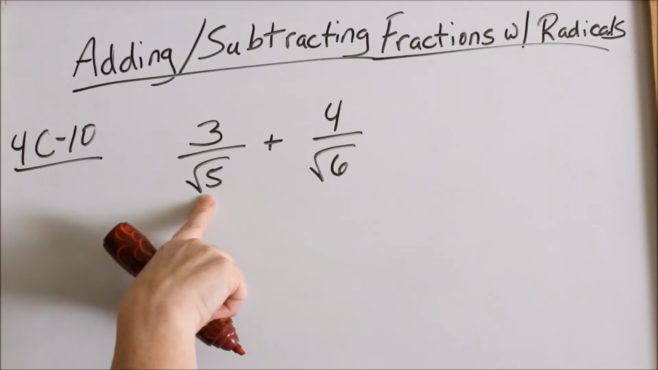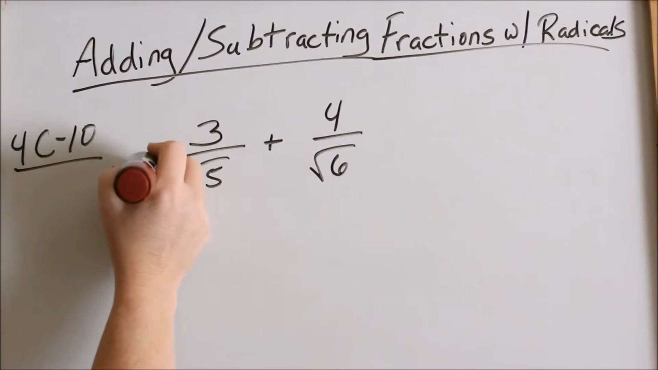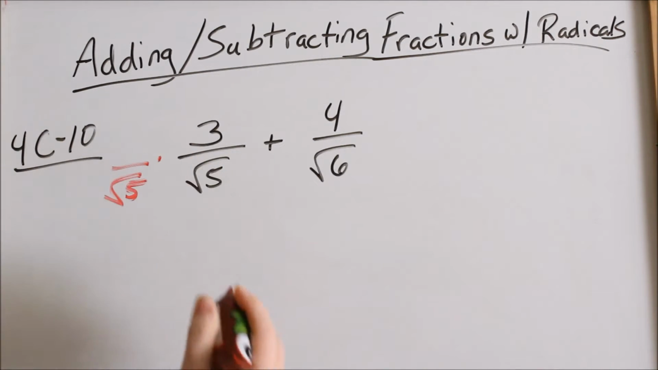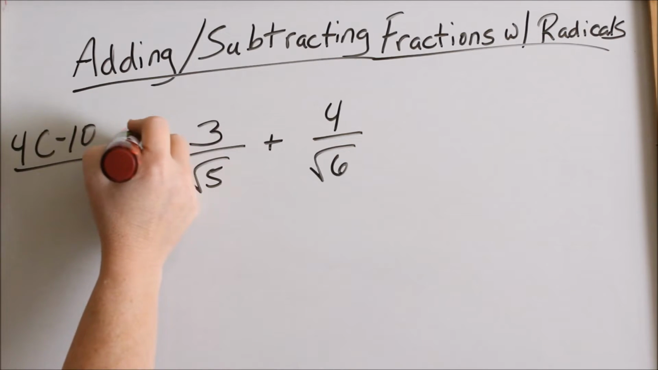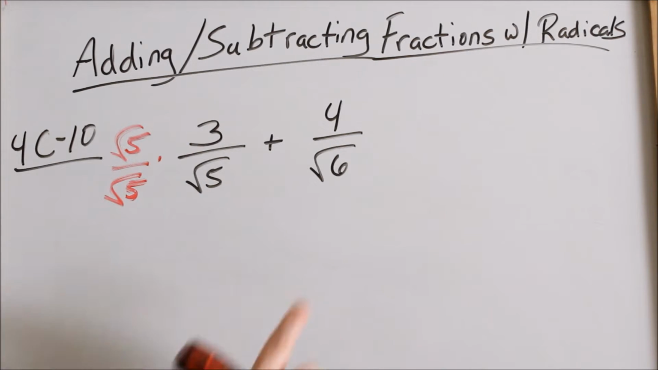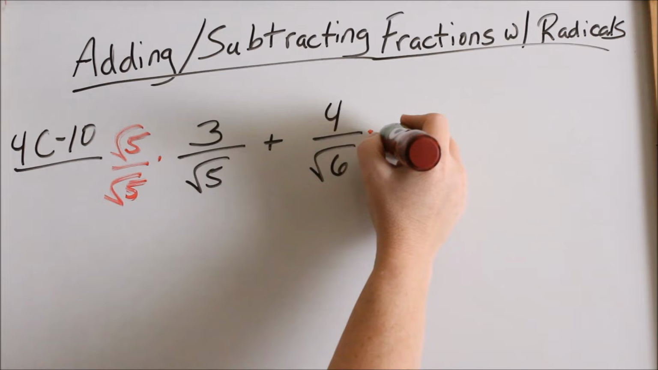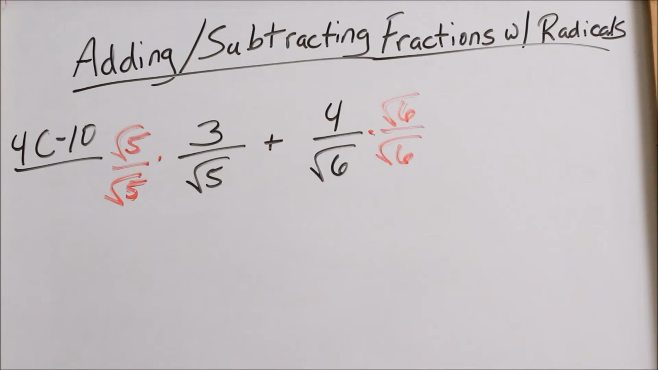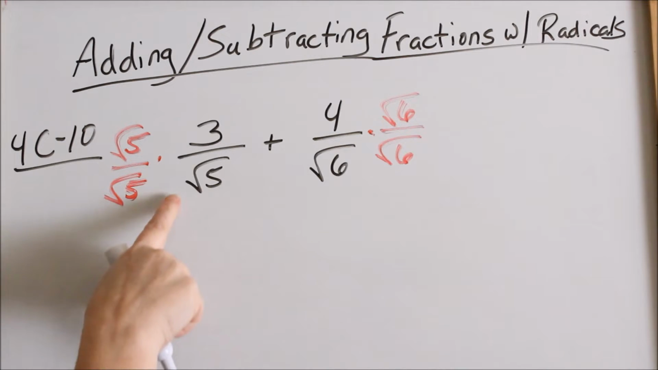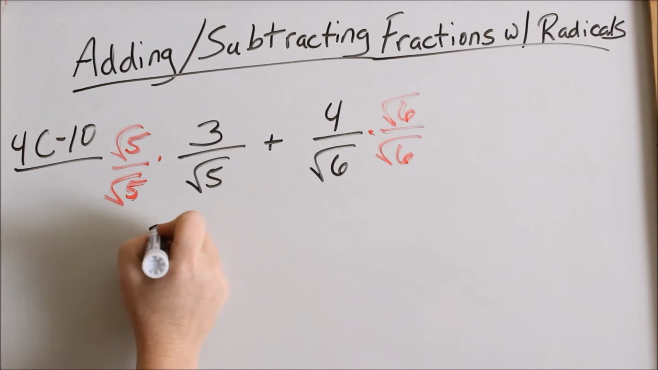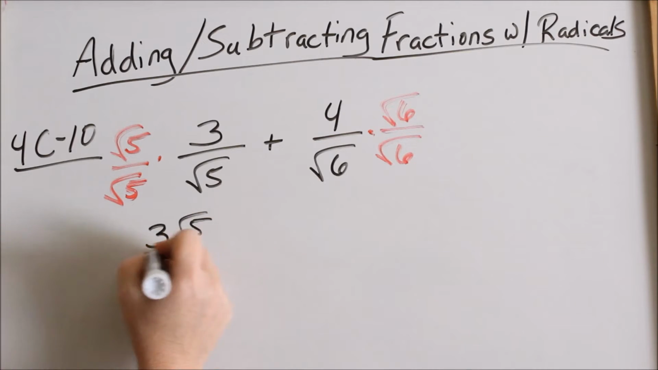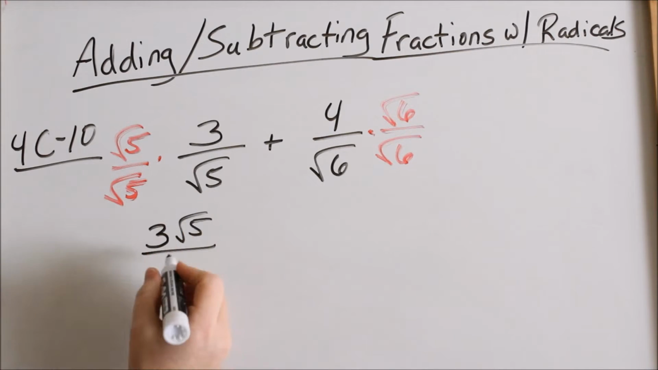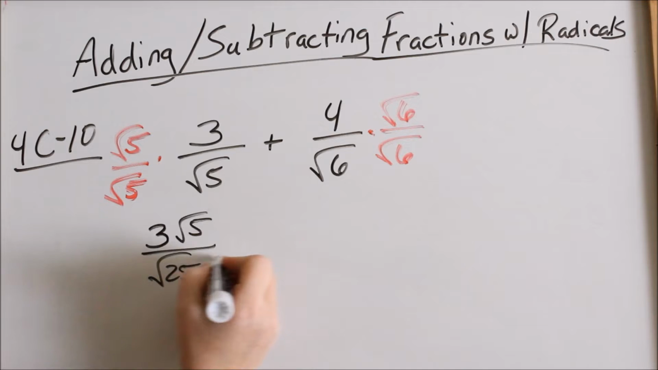So I have to multiply this one by square root of 5 to get rid of the radical in the denominator. If I do the denominator by square root of 5, I have to do the numerator by square root of 5. I multiplied this one by square root of 6 to get rid of the radical in the denominator. Okay, so now my new fractions are this one, 3 times square root of 5 in my numerator. Square root of 5 times square root of 5 is square root of 25.